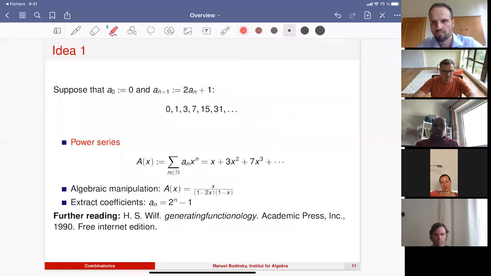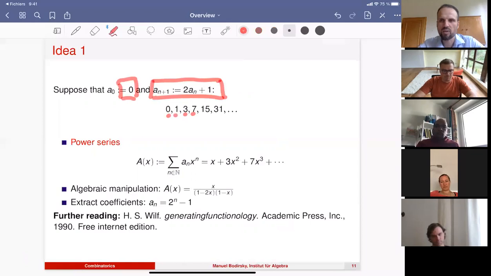Suppose you have some sequence of numbers that count something. Very often, if you count something, because you can decompose the things that you count, these numbers are given by a recursion. Like here, for instance, in my example, the recursion is a_{n+1} = 2a_n + 1, and we start with 0. And we would like to have these other items that I asked for, asymptotic growth. How can we compute these numbers? Do we have maybe a more elegant formula for it?